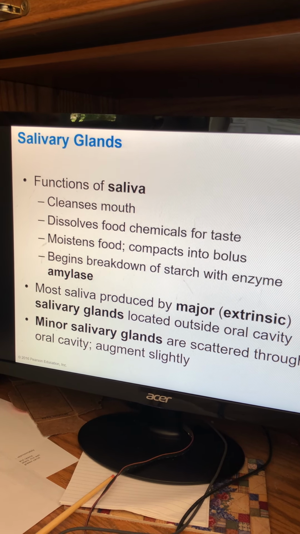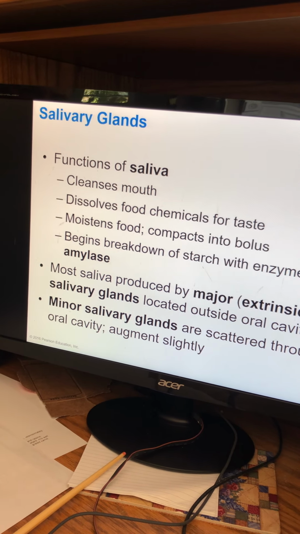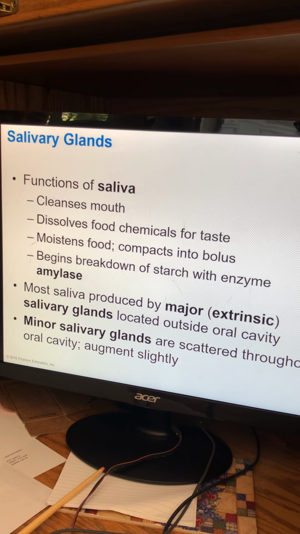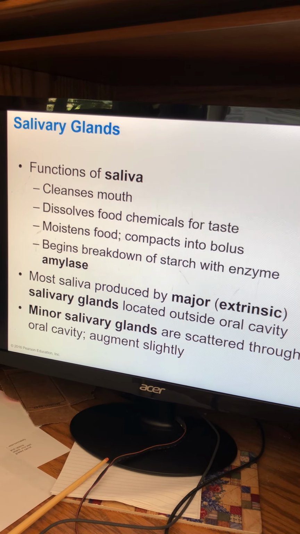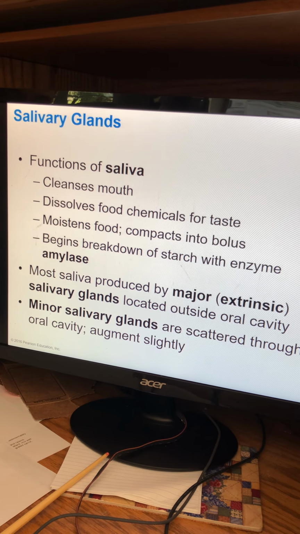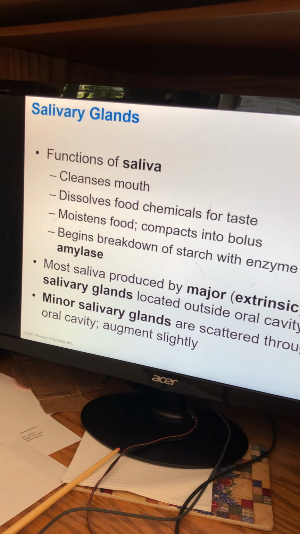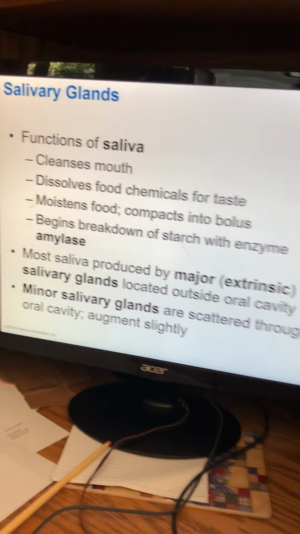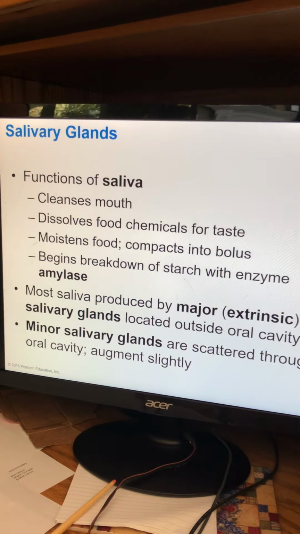It's also going to begin the breakdown of starches with something called salivary amylase. So the breakdown of carbohydrates like crackers and stuff starts in your oral cavity even before it gets to your stomach. In addition to that, it's going to help dissolve food chemicals so that you can taste things, and it will moisten food to make something called the bolus. So you need saliva and whatever food you're eating so that it can go down your esophagus and get into your stomach.